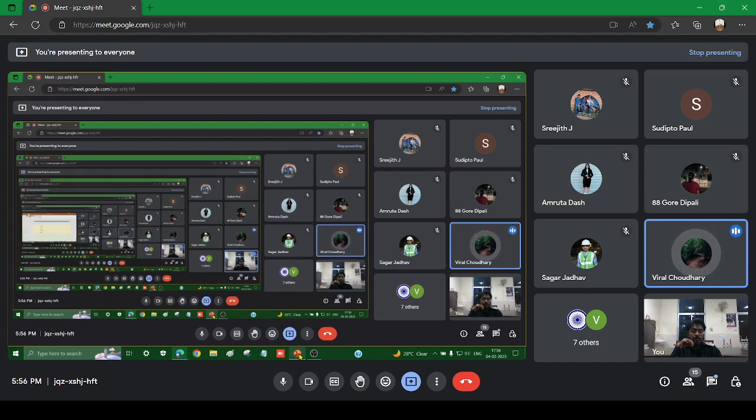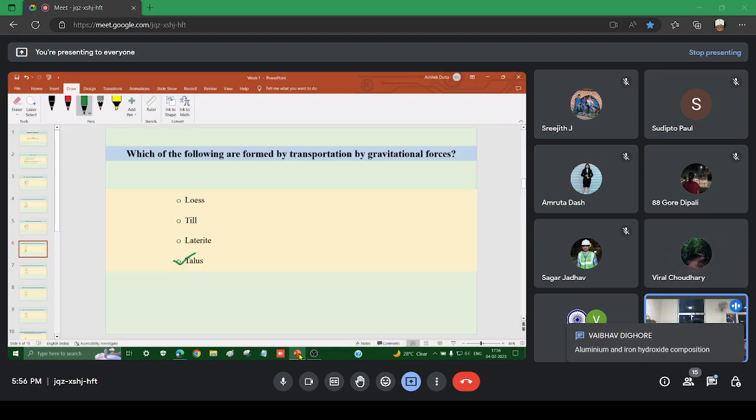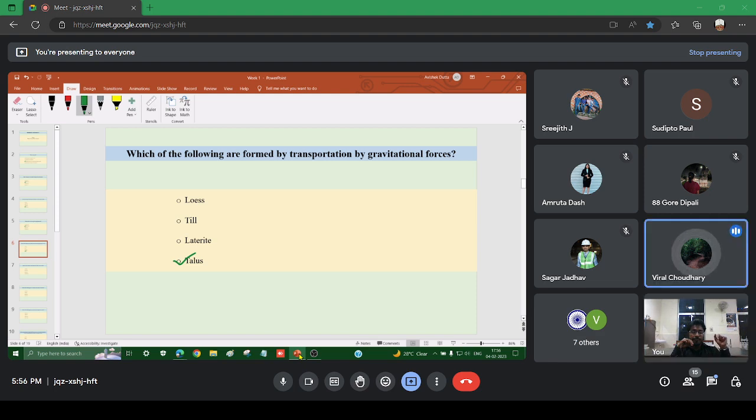Laterites are formed due to the leaching out of siliceous and aluminous compounds. Leaching, yes. So is it formed by transportation, or is it formed at the place, or does it remain at the place of formation? Sir, I think it is a residual soil. Residual soil, that is the correct word I was looking for. Laterite is a residual soil.